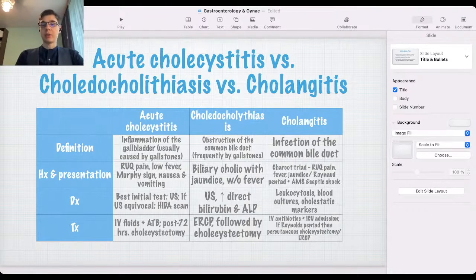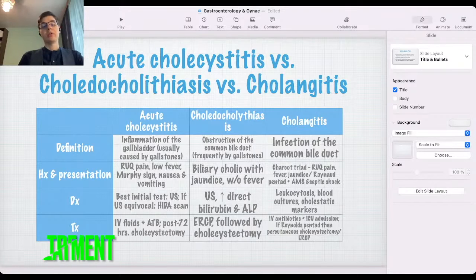The important aspect of cholangitis on the lab work is the fact that it is an infection. Therefore, it will lead to leukocytosis and we will have positive blood cultures. We will also find an increase in direct bilirubin and alkaline phosphatase as cholestatic markers.